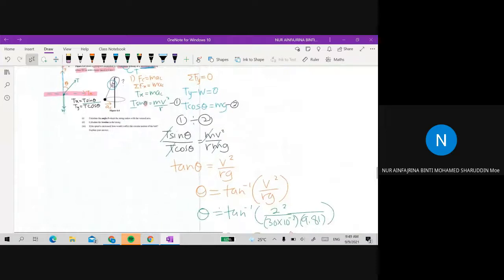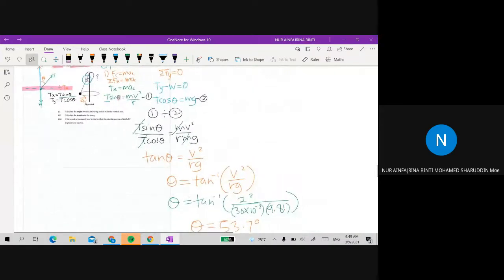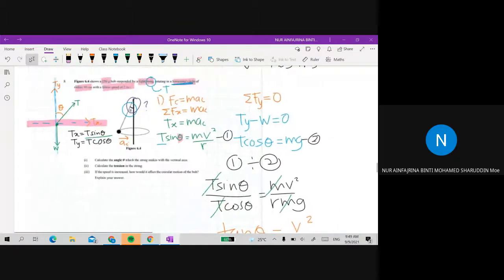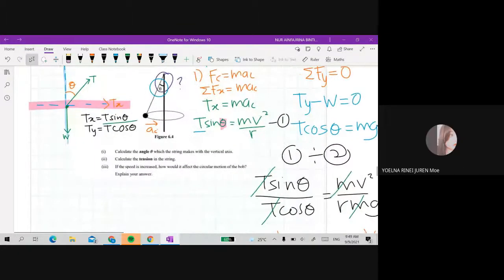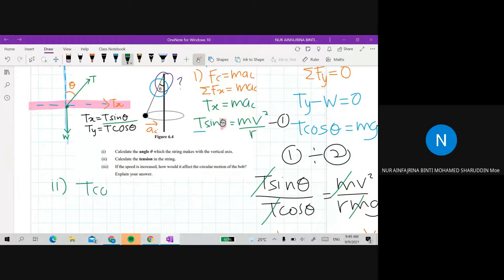Okay, now please mark your work. Sambil-sambil Miss mengajar tu semak kerja korang ya. Okay, macam mana kita nak calculate tension? How? Ambil je yang mana-mana. Yang nombor 2. Nombor 2. Okay, so awak nak ambil nombor 2. So equation number 2. So equation number 2 adalah T cos theta equals to mg.